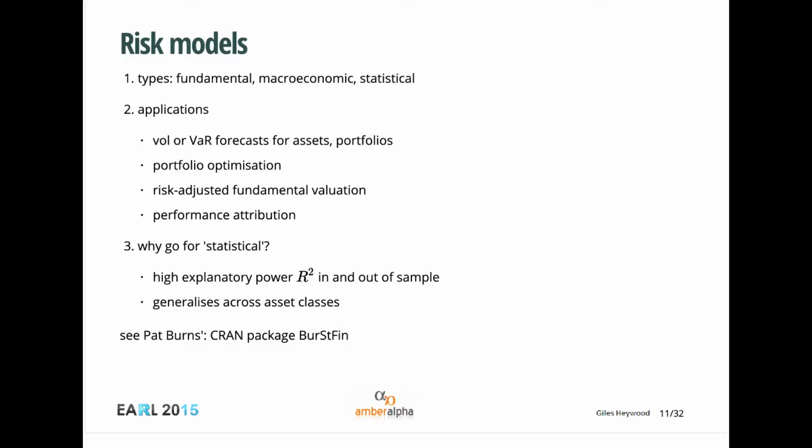And why do we go for the statistical type as opposed to the fundamental or macroeconomic type? I'm not going to go into the differences, but it's really great if you're just using it for the purposes that I've described, as opposed to storytelling. It has really high explanatory power, both in sample and out of sample, and it generalizes across all of these asset classes because it's purely price-based. And Pat Burns' BurStFin will provide you that functionality.